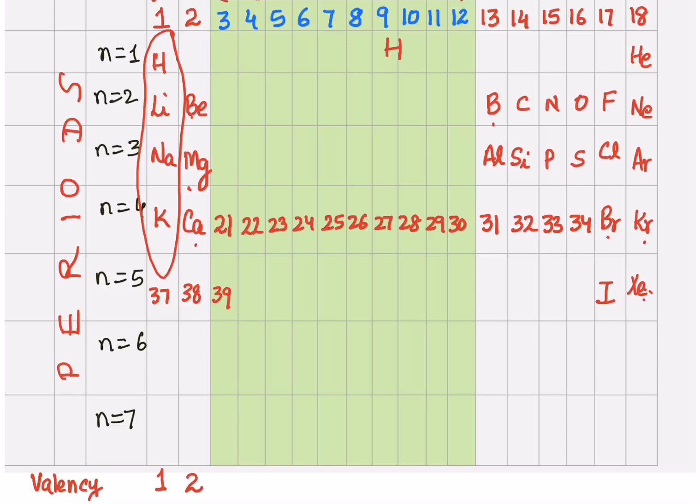Group number 13. Now, we don't want to be including these 10 elements, right? We don't want to be bothering about that. So 13 minus 10 gives you 3. So valency is 3. Group number 14 minus 10, valency 4.